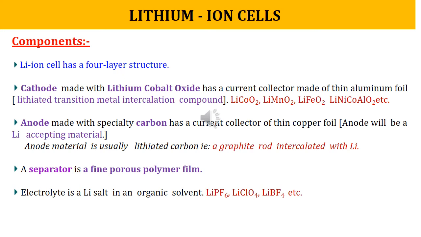You know graphite has a layered structure. You can intercalate lithium in graphite. Then a separator is needed, and the separator is a fine porous polymer film. Last, you need an electrolyte, and it is mainly a lithium salt in an organic solvent. Examples, LiClO4, LiBF4, etc.